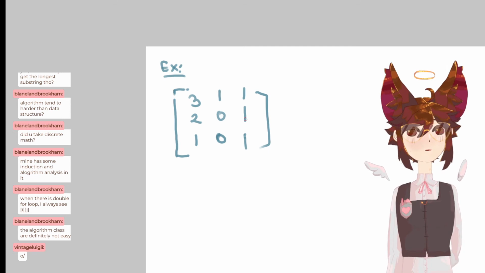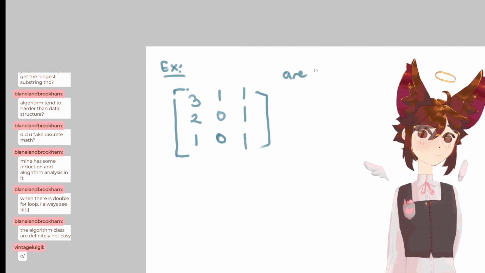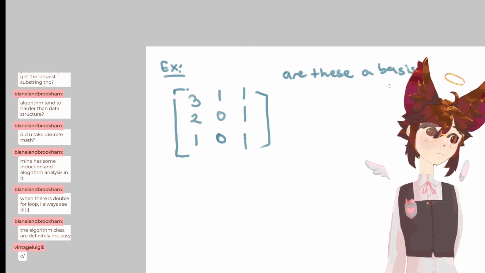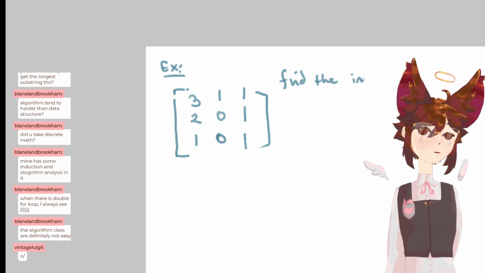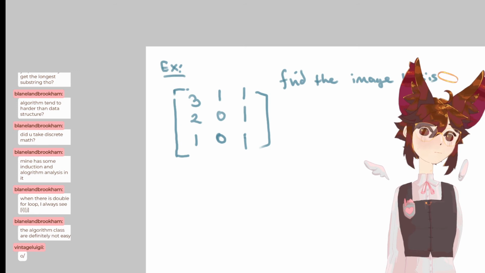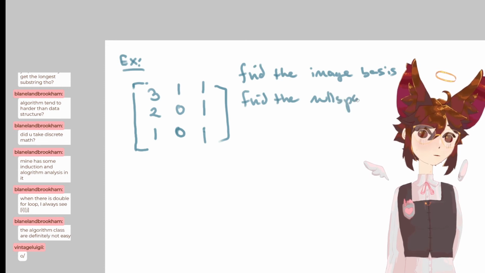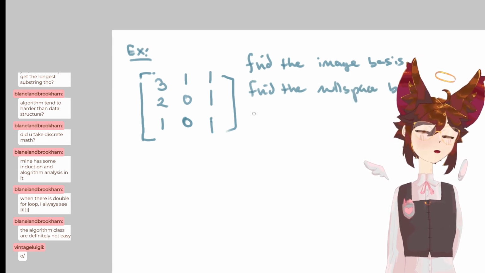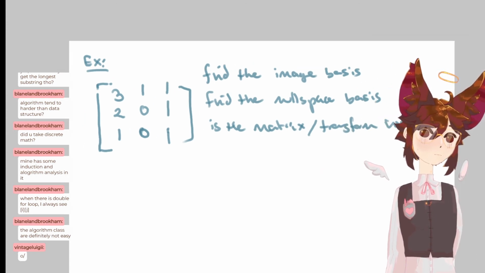Okay, let's do a couple things. Let's say, are these a basis for R3? Actually, let's not do that. Let's do a different thing. Let's say find the image basis. Find the null space basis. And let's say, is the matrix or transform invertible?